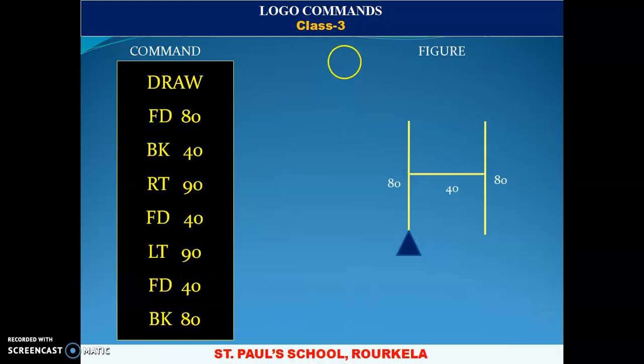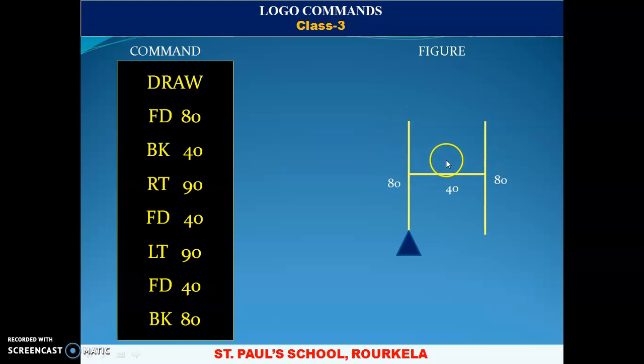Now the next figure is H. Here the turtle is in this position. First you have to draw this vertical line. So you have to use FD80. It will move from this position to this position. Again you have to go back half of the length, that means 40. So FD80, then BK40. It will move to here.